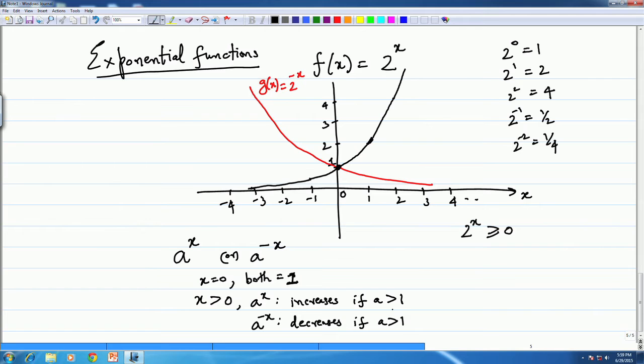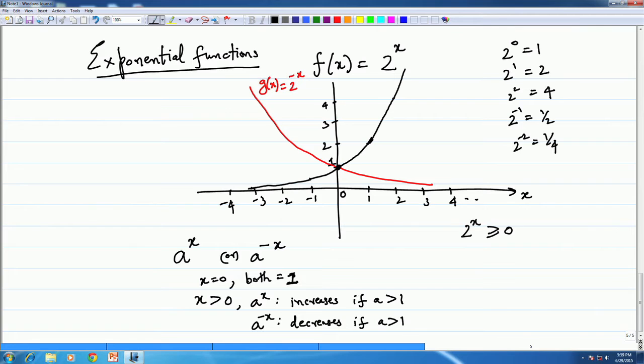On the other hand, if a is less than 1, you can also quickly see that the opposite would happen. If a is less than 1, a power x is going to decrease for x positive, and a power minus x is going to increase for x positive.